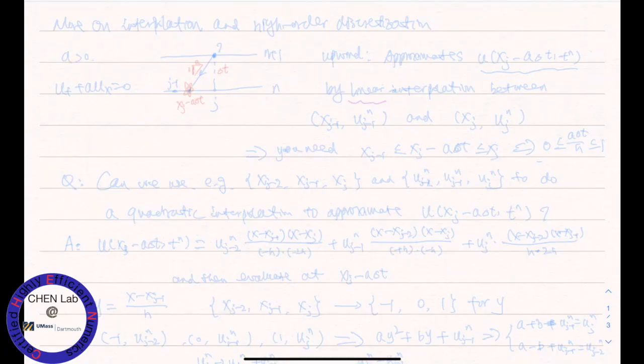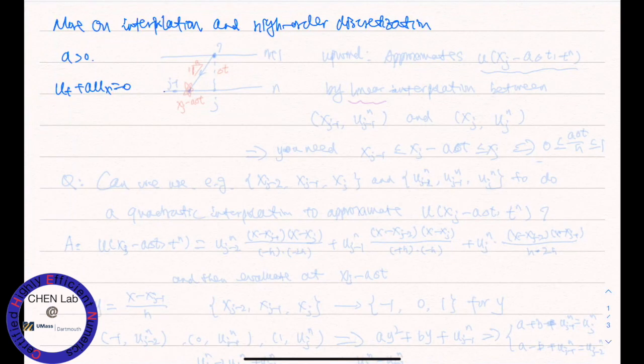This lecture is about more on interpolation, the Z interpolation idea for solving a diversion equation, and high order discretization. So let's revisit one particular idea of the last lecture, which is when A is larger than 0. Again, we're talking about u_t plus a u_x is equal to 0.